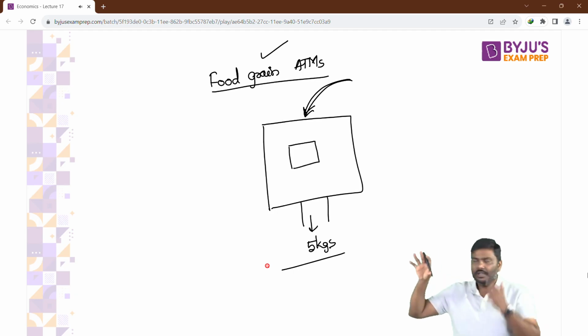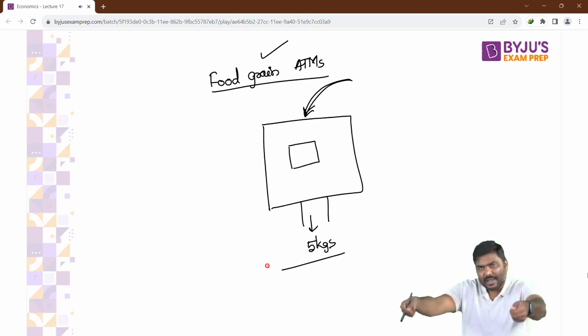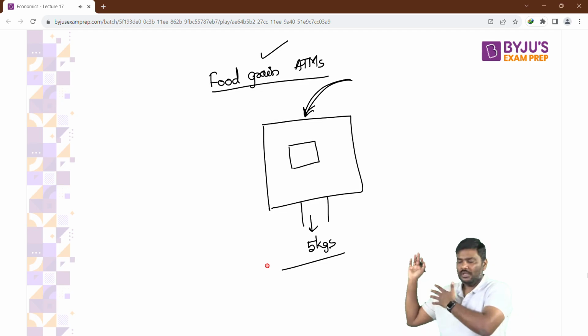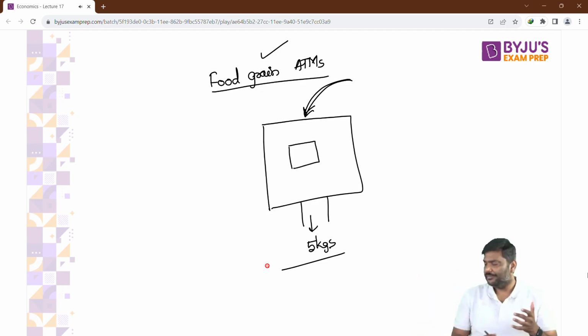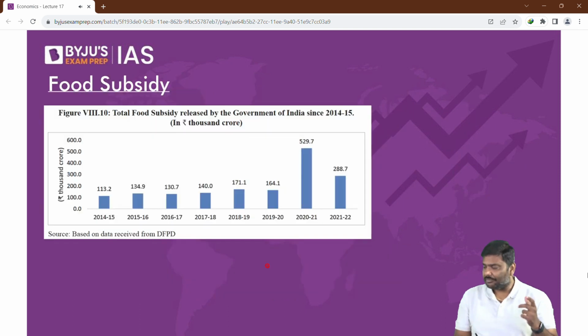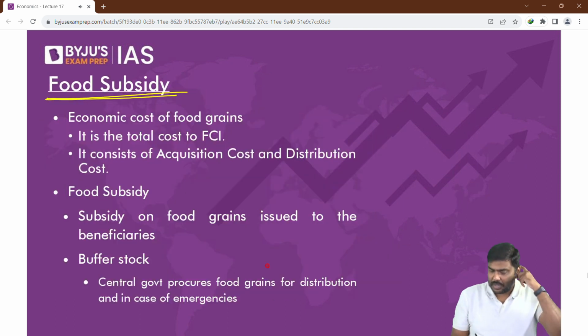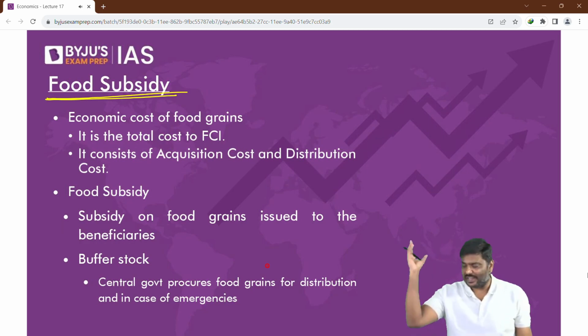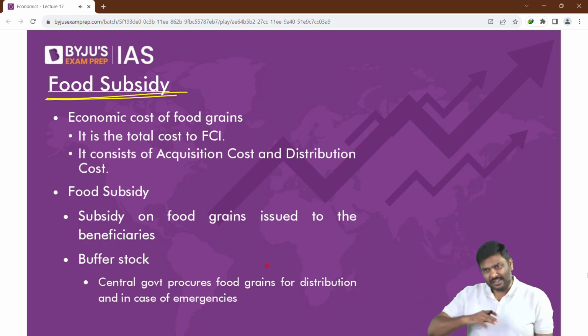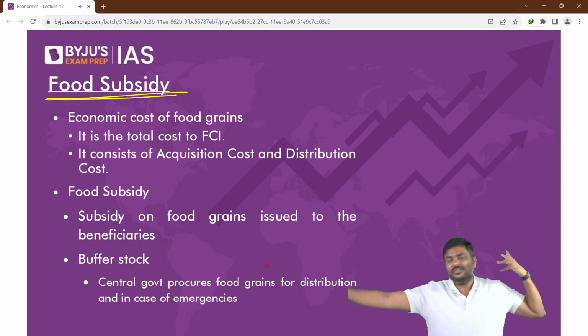From the bottom, there's an opening here. 5 kgs of food grains will be dispensed. 5 kgs of food grains will be released from the machine. So you take a bag, fill the bag with 5 kgs and go home. So now tell me, is there a problem of underweighing here in the food grain ATM?